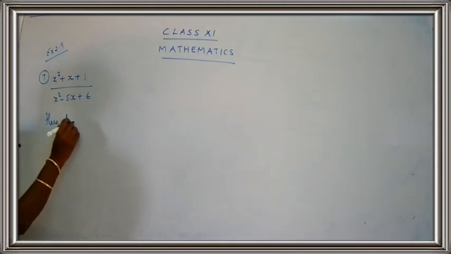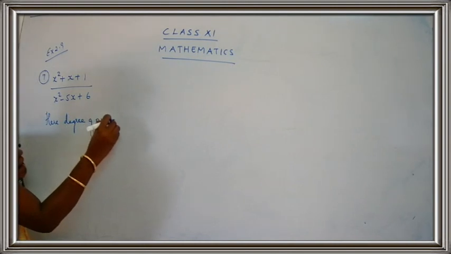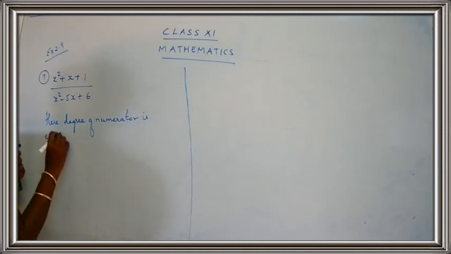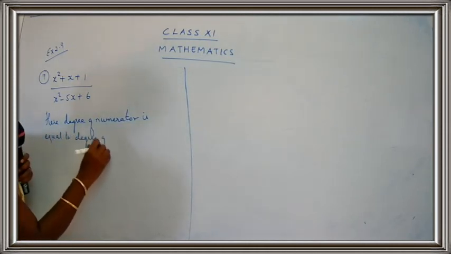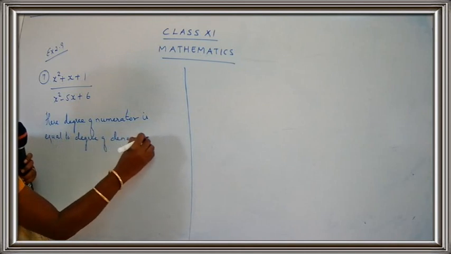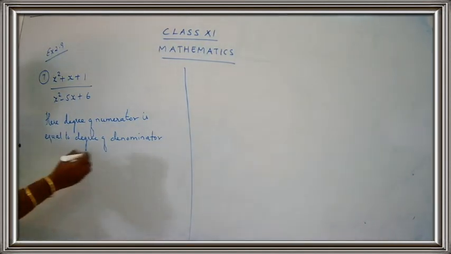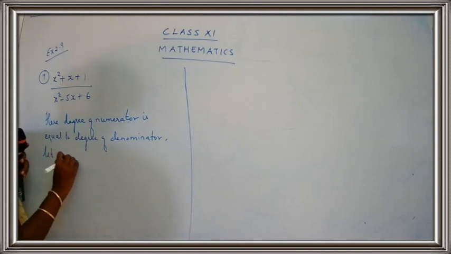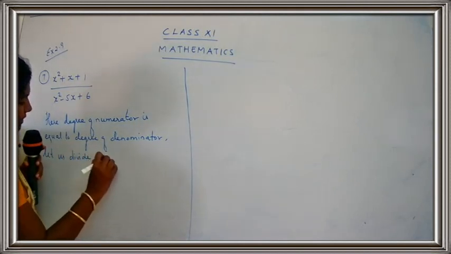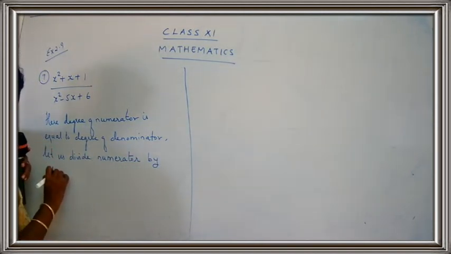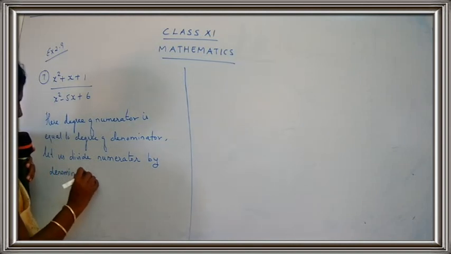Here, degree of numerator is equal to degree of denominator. Therefore, let us divide numerator by denominator.